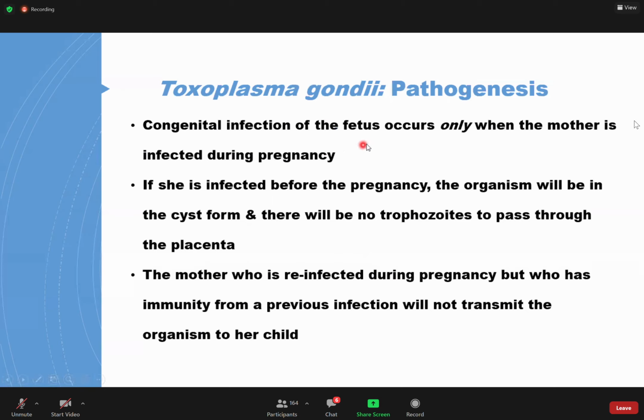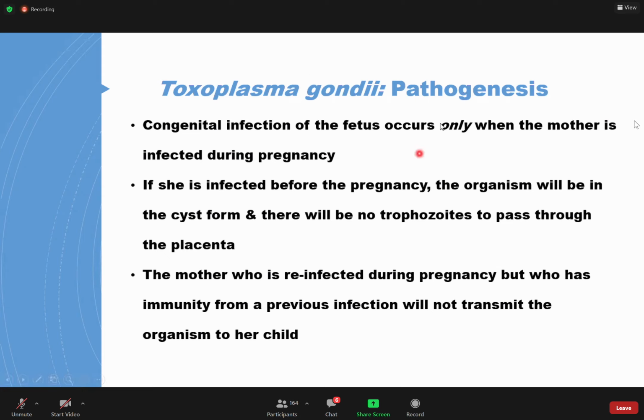Congenital infection of the fetus occurs only when the mother is infected during pregnancy for the first time, because once you have exposure to the organism and the immune system is competent, the immune system is going to control the division of this parasite, and it switches from tachyzoids to bradyzoids. The bradyzoids are not actively dividing, although the organism is still viable. But it's like the immune system has put a leash on it.